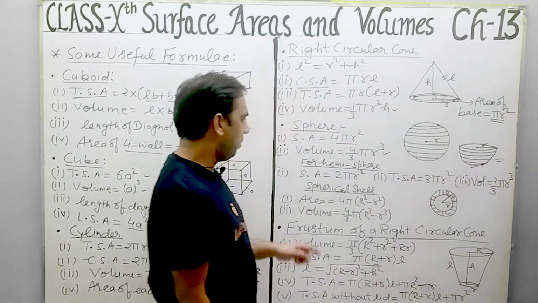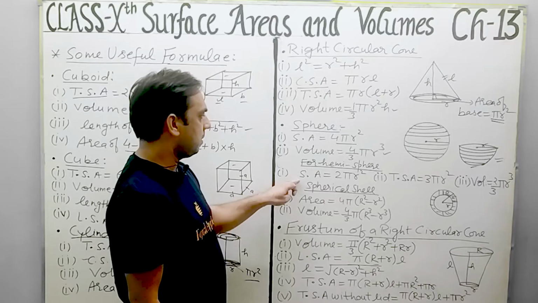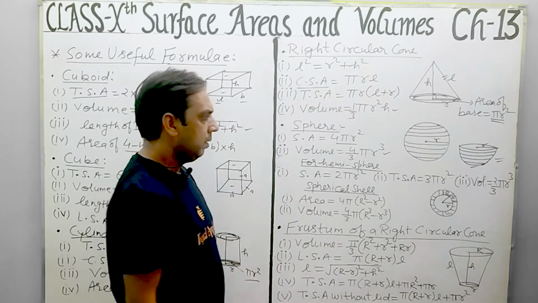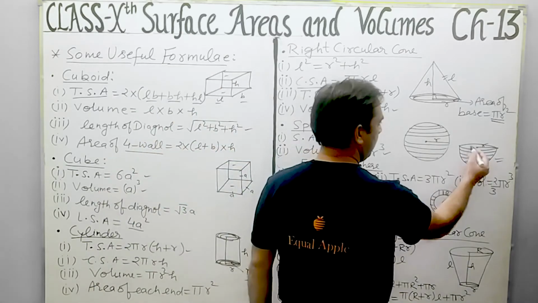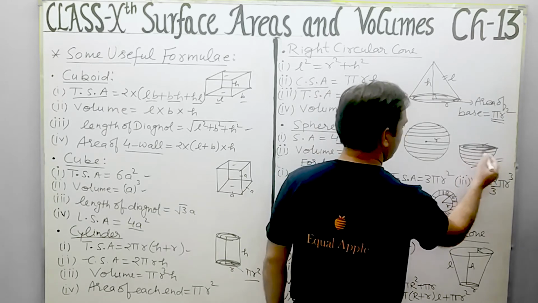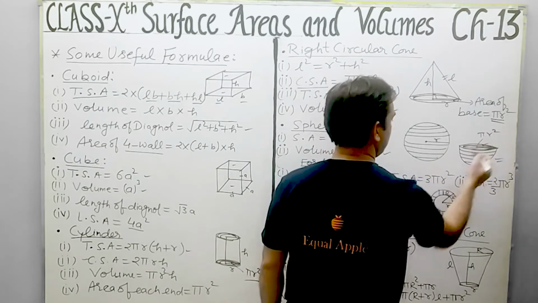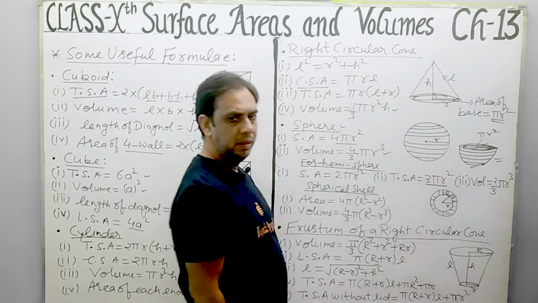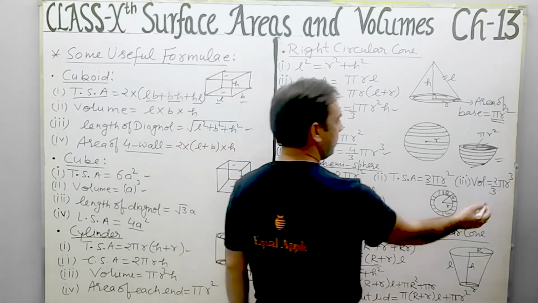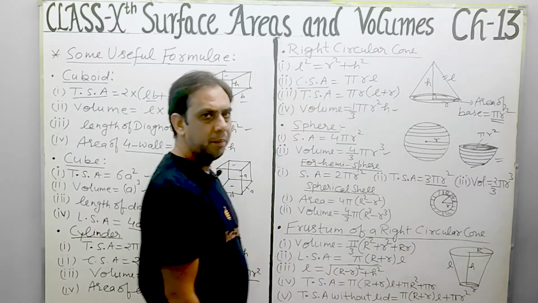So, the formula of the curved surface area of a hemisphere will be 2 pi r square. It also has a total surface area in which the top is also included. So, it will become 2 pi r square plus pi r square. So, it will become 3 pi r square. And the volume is just half of the sphere, that is 2 by 3 pi r cube.